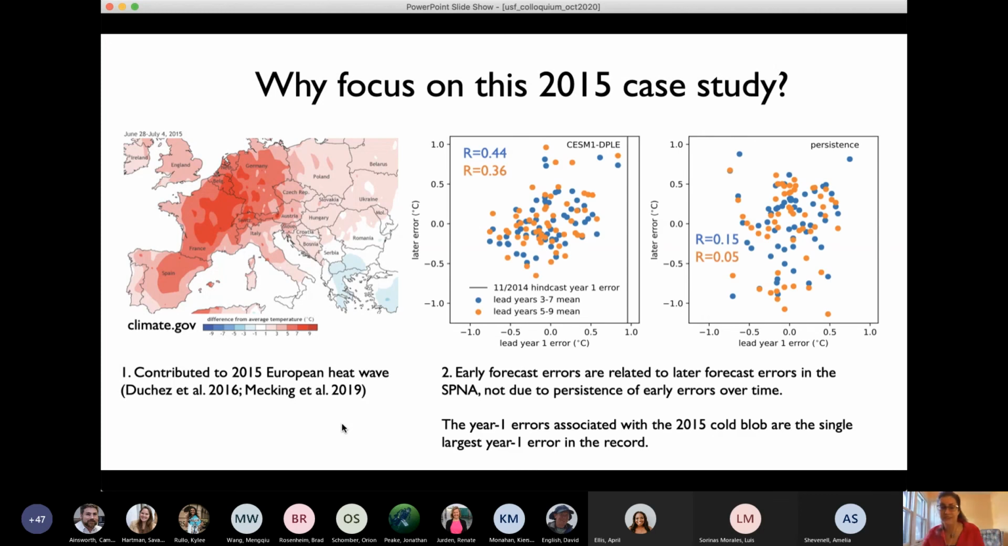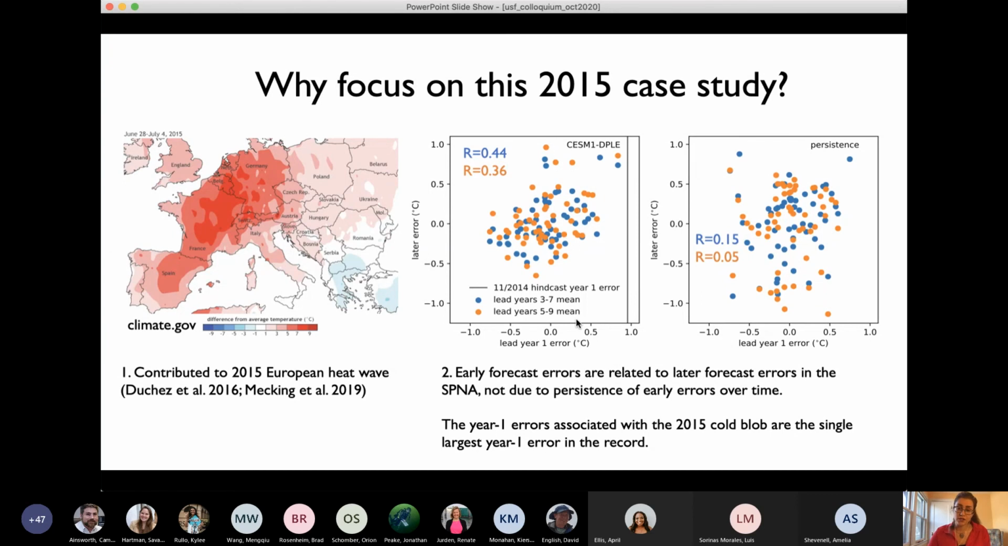The other is that we have this idea that if we have errors in a forecast at the beginning, then we're going to have errors later in our forecast. So if we get it wrong now, that's going to mean we're going to get our forecast wrong later. And in the subpolar North Atlantic, this idea seems to hold true. So in this middle scatter plot, I have lead year 1 error, so early errors, correlated against later errors. And the blue dots are a 5-year mean error, and the orange dots are 7 years.